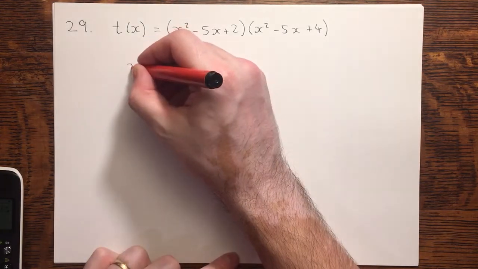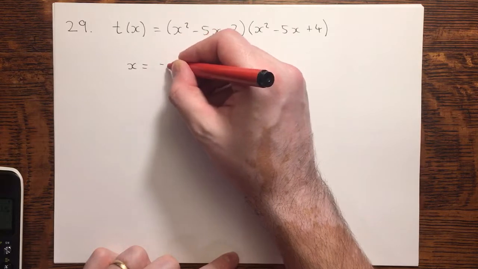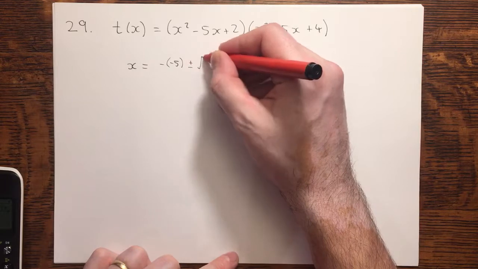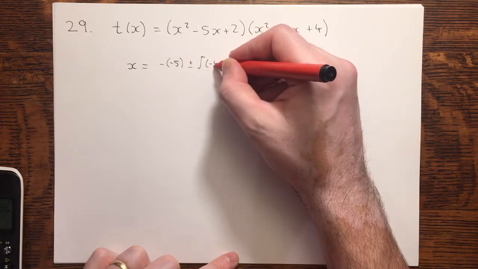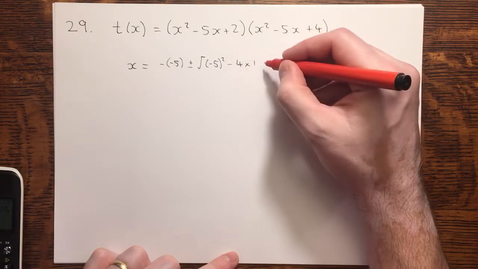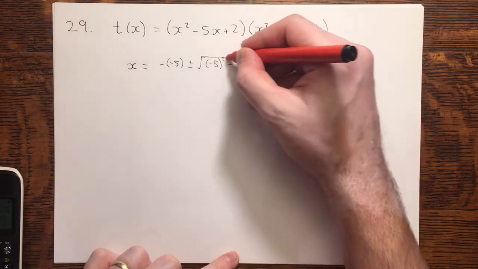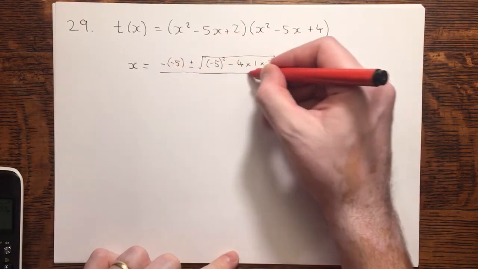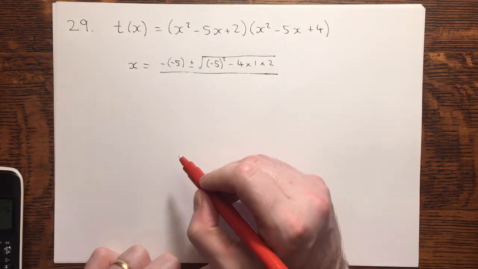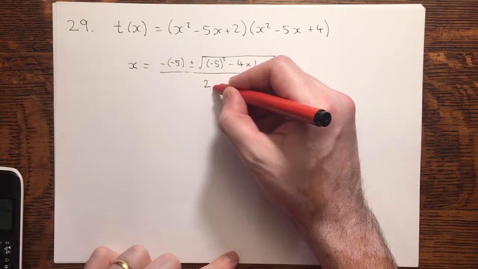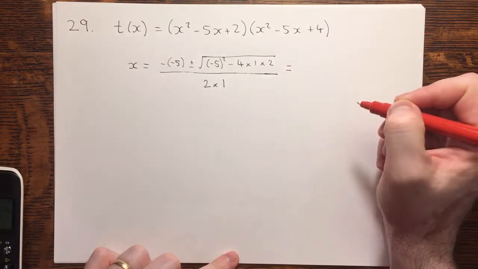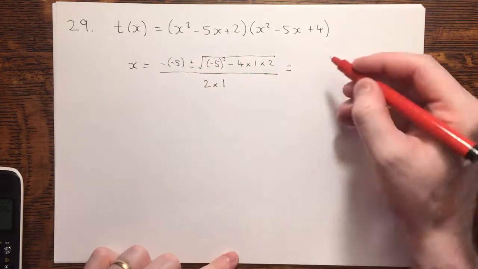If I use the quadratic formula to find x, I'll be taking minus b, and b is minus 5, plus or minus the square root of b squared minus 4 times a, which is 1, and c, which is 2. I substituted the negative numbers into brackets, but didn't trouble with the positive numbers. And on the base, I've got 2 times a, and a is 1. Putting this into my calculator, I would get two answers, one for the positive and one for the negative.